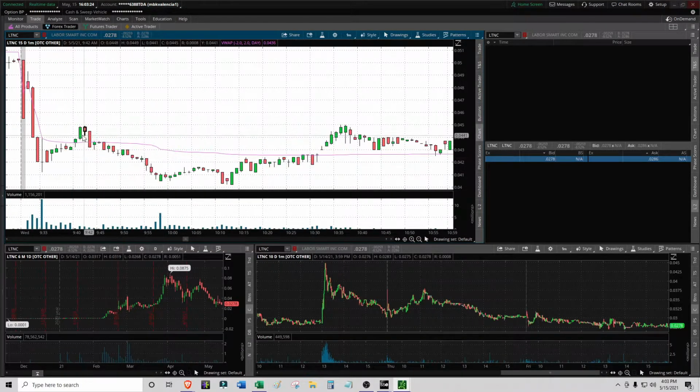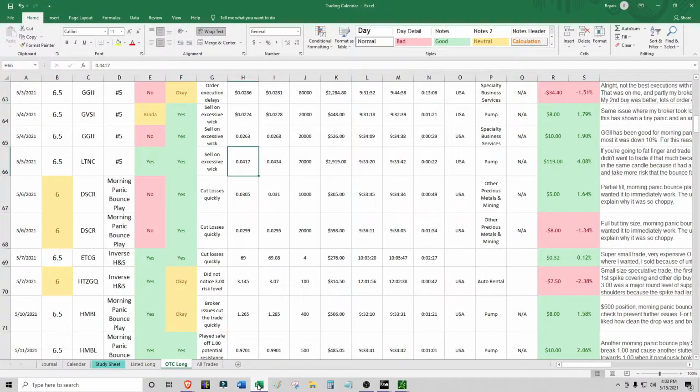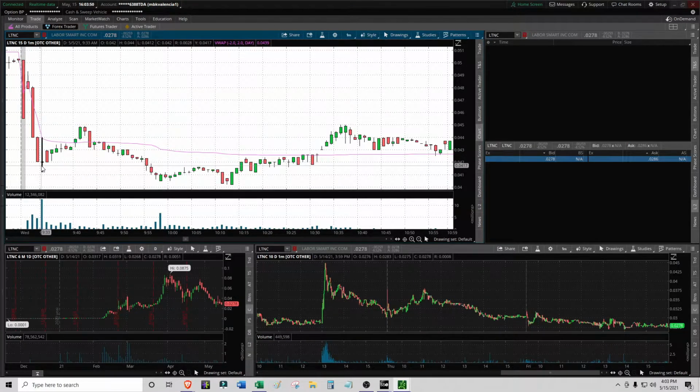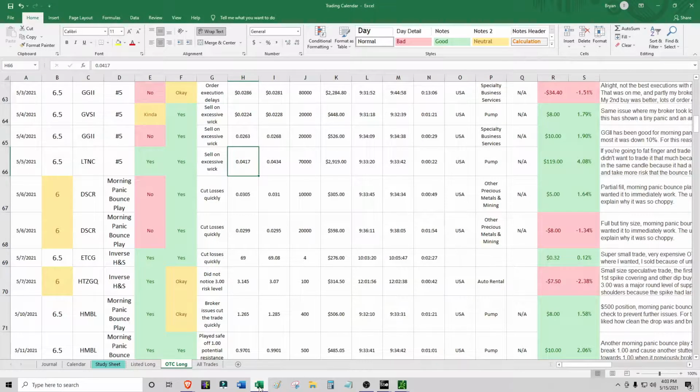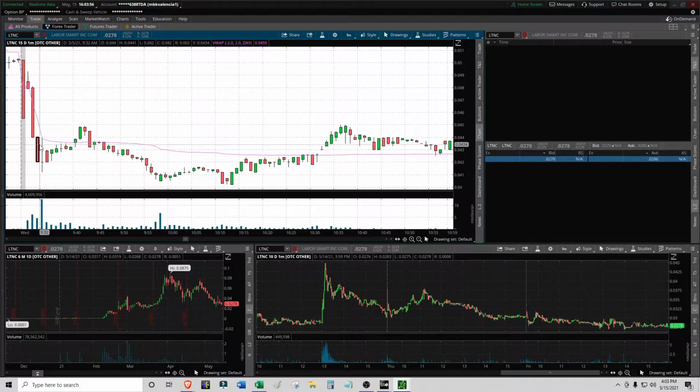So let's bring this closer. 933, 417. Here was my buy right here at this little doji looking thing. Right here was a buy, and I sold the same minute. This one I guess wasn't that bad because it was an excessive spike initially, but again I bought at 17, right here, and then I sold at 434. 434 was right here.